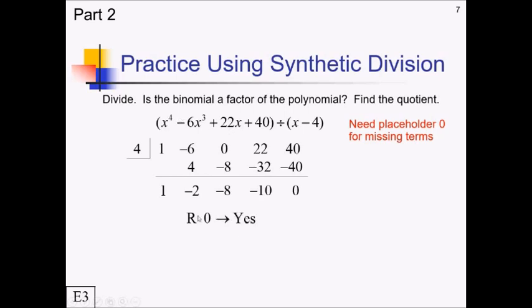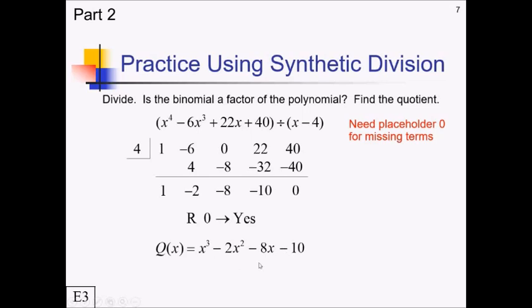So our quotient on this one, we're going to have a 1x to the third power, because we started with x to the fourth, and it's always one exponent lower than you started with, because you're dividing by an x. And then our next term is negative 2x squared minus 8x minus 10.